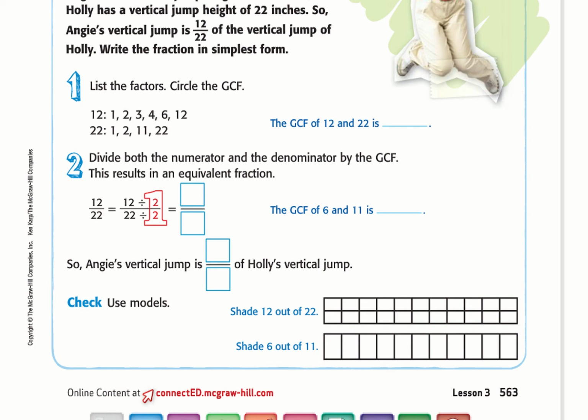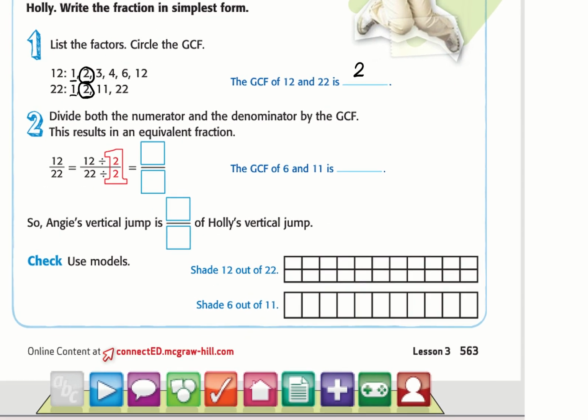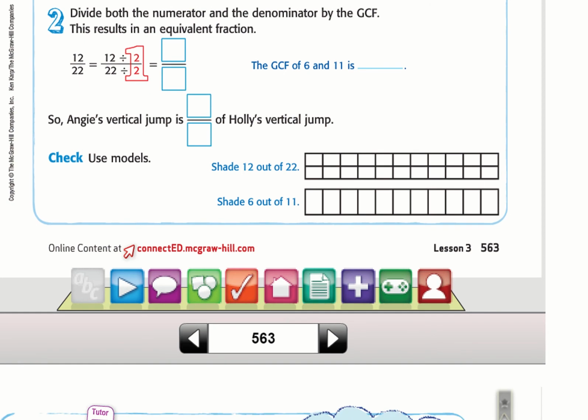So circle the greatest common factors. I noticed 1 and 2. Okay, so 2 is the greatest common factor. I can't think of an easier method for finding the greatest common factor.